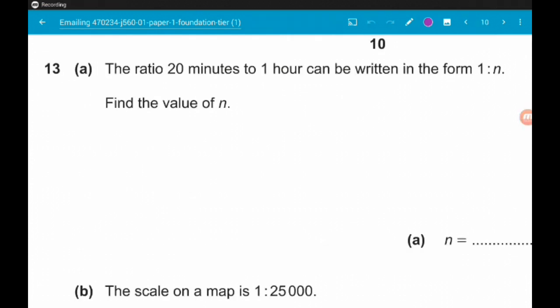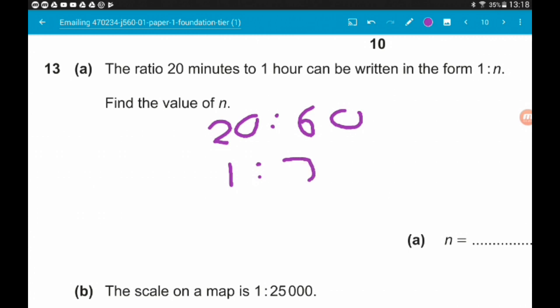Okay, 13a. So the ratio 20 minutes to 1 hour can be written in the form 1 to n, and we want to find the value of n. So here, when the ratio is given to us originally, the two things are in different units. So we're going to want to turn 1 hour into minutes. So 1 hour is 60 minutes. So this is 20 to 60. There's a common factor there of 20, so it goes down to 1 to 3. So n is 3.